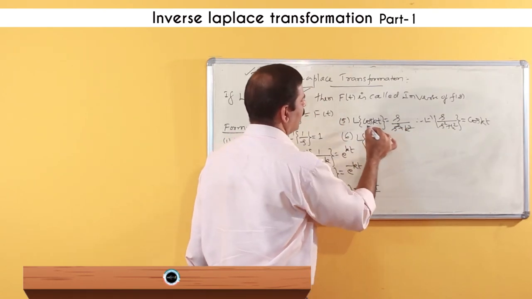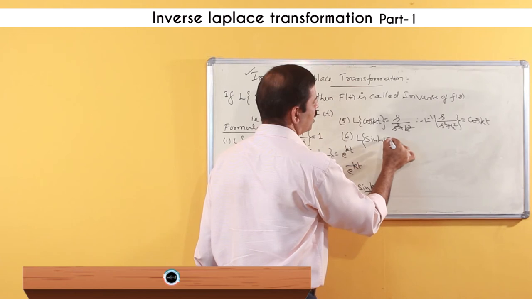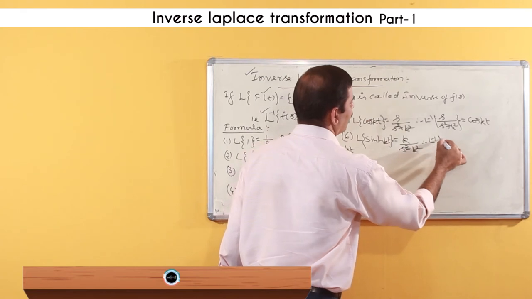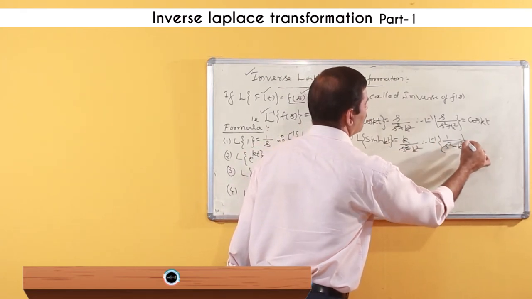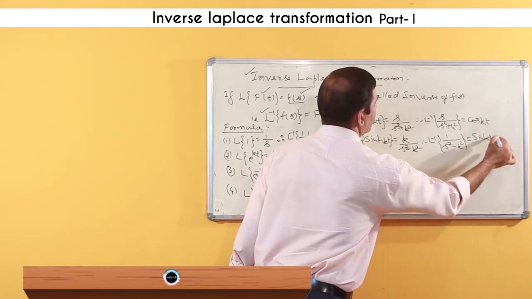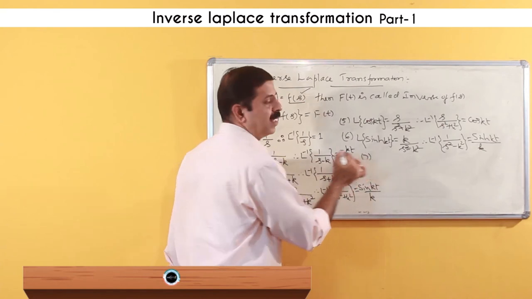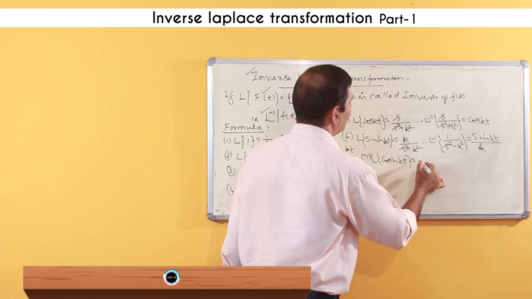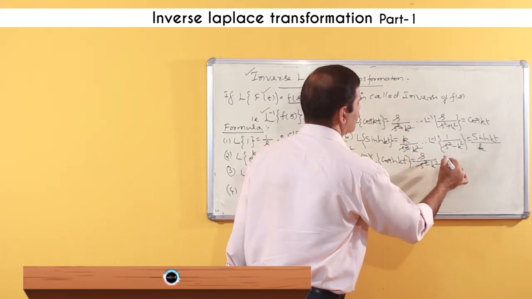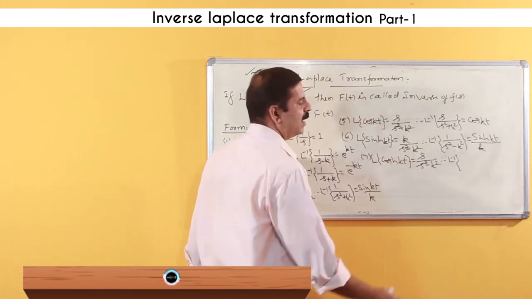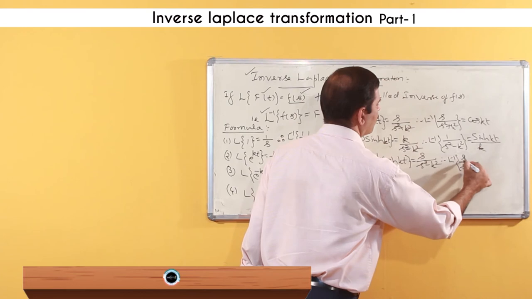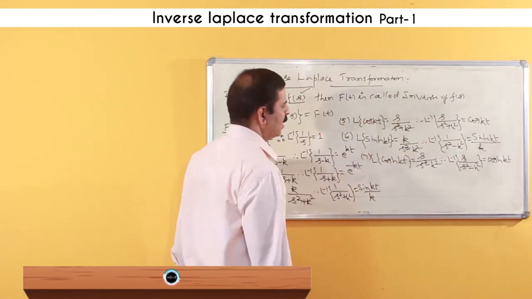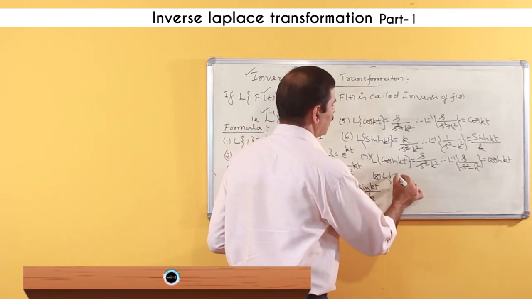Similarly, you have collected some more formulas. Laplace of sinh kt is equal to k divided by s square minus k square. Therefore, Laplace inverse of 1 by s square minus k square is equal to sinh kt divided by k. Similarly, Laplace of cosh kt is equal to s divided by s square minus k square. Therefore, Laplace inverse of s by s square minus k square is equal to cosh kt. Similarly, you have one more formula, Laplace of t power n.